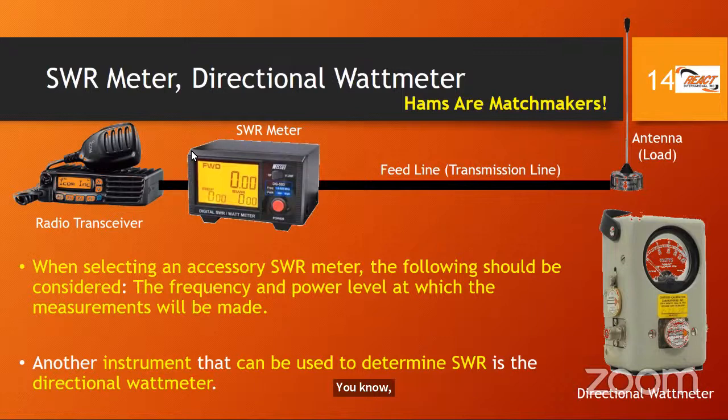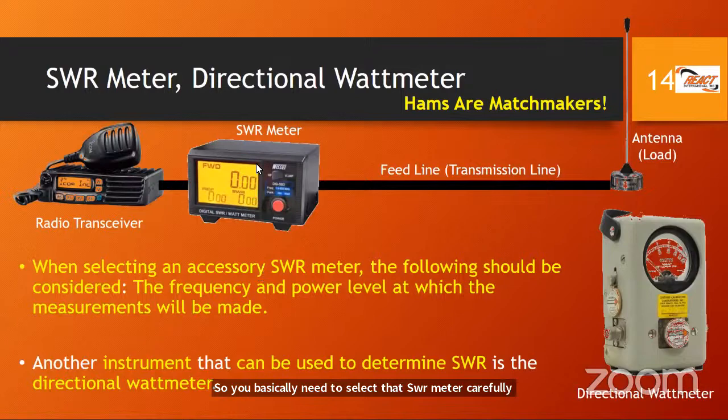First of all, it has to be rated for the band that you're going to be using. So the frequency as well as the power level. So you don't want to put a 100 watt rated SWR meter into a 1000 watt circuit here like this, right? So you need the frequency and the power level at which the measurements are to be made. So you basically need to select that SWR meter carefully. You need to have that headroom so that you don't mash it up, all right?